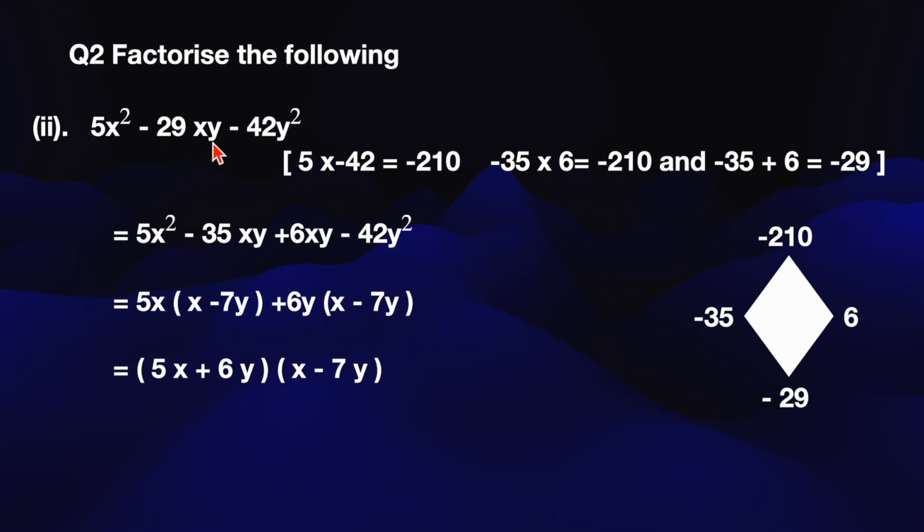So let's write down minus 29xy as minus 35xy plus 6xy. Replace this and then take out the common factor 5x. You get x minus 7y in the bracket. 6y is the common factor, x minus 7y in the bracket. So 5x plus 6y into x minus 7y.